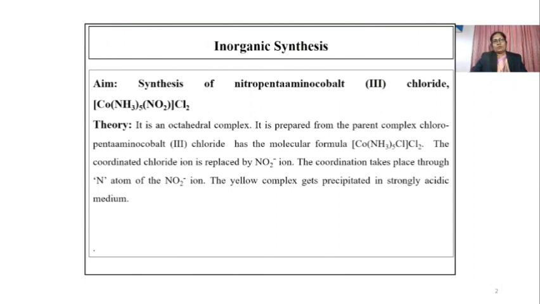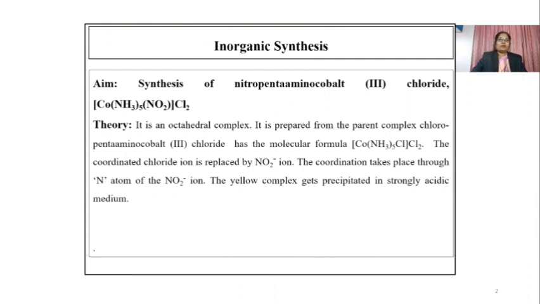The theory of the experiment is: it is an octahedral complex. It is prepared from the parent complex, that is chloropentaamino cobalt 3 chloride. The coordinated chloride ion is replaced by NO2 minus ion. The coordination takes place through the nitrogen atom of the NO2 minus ion. The yellow complex gets precipitated in strongly acidic medium.